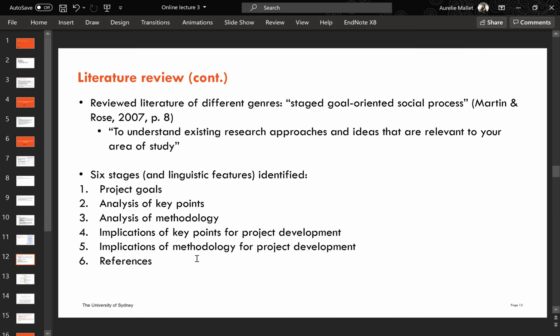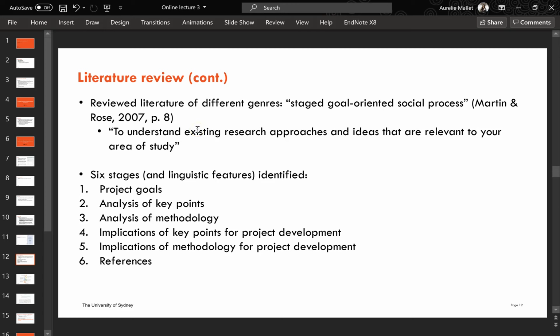So then, more literature review. Those of you who are in your second semester will already know what a genre is, and those of you in your first semester, you will learn what a genre is. So they had to review the literature on the different types of genres that exist out there. And a genre is a staged, goal-oriented social process.